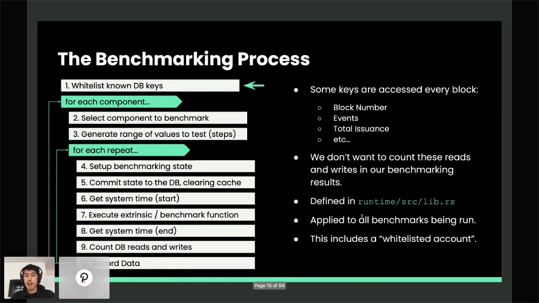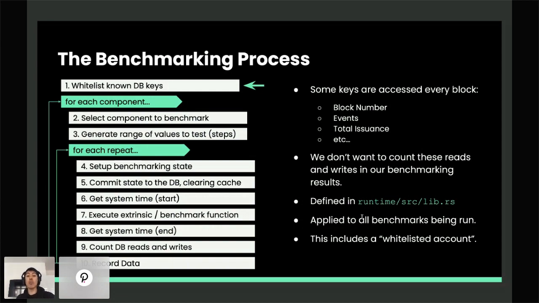All right, so the first step is we whitelist known DB keys. One of the things you have to note in benchmarking is that database operations, database reads and writes, are expensive. So it's important that we track how many database operations you're doing in your benchmark. But not all operations are expensive per se. If you listened to my talk maybe 2 Sub0s ago, I gave a really deep dive talk into storage. You would know that the expensive part of reading storage is actually accessing the value in the Merkle tree. You have to basically traverse the Merkle tree to get access to that value.